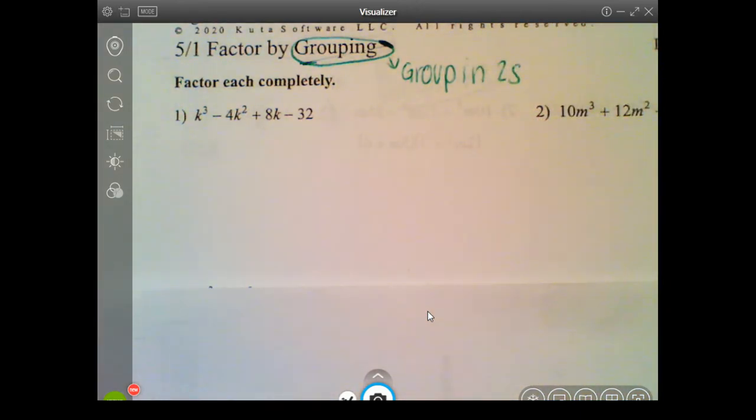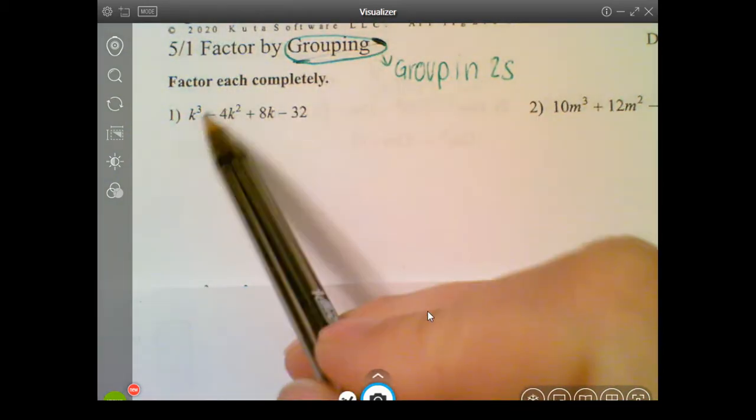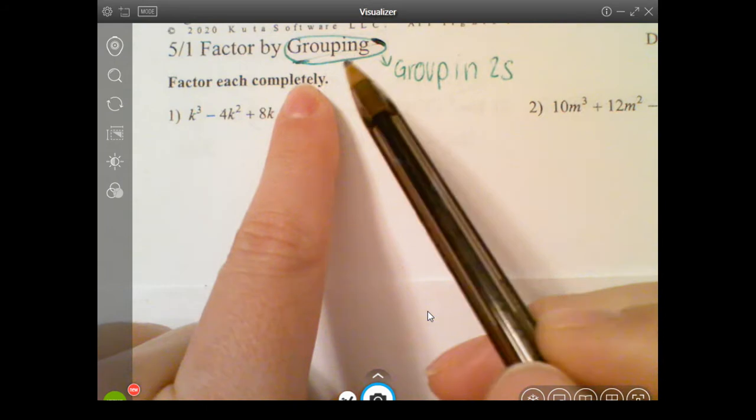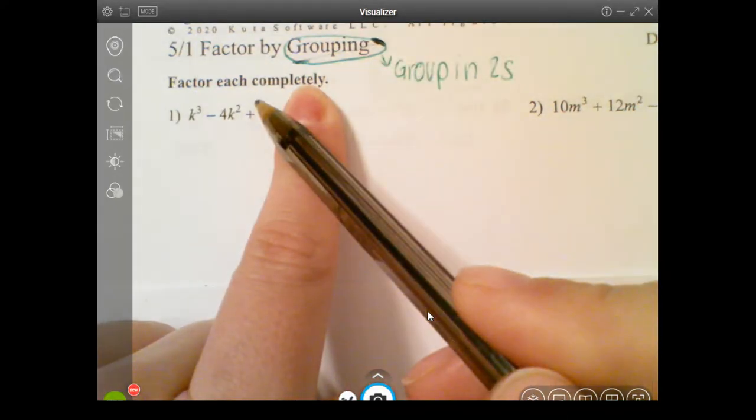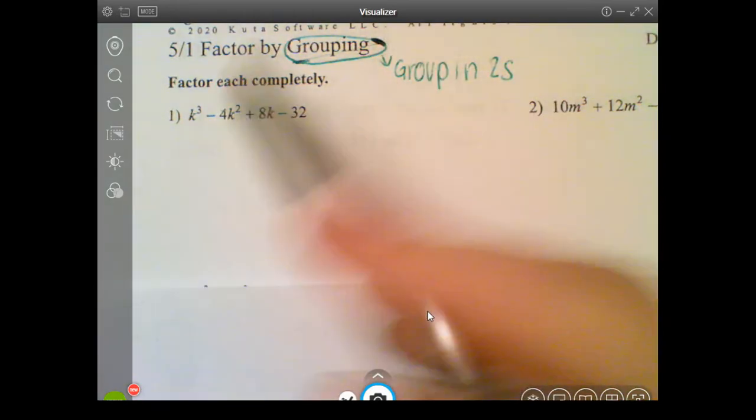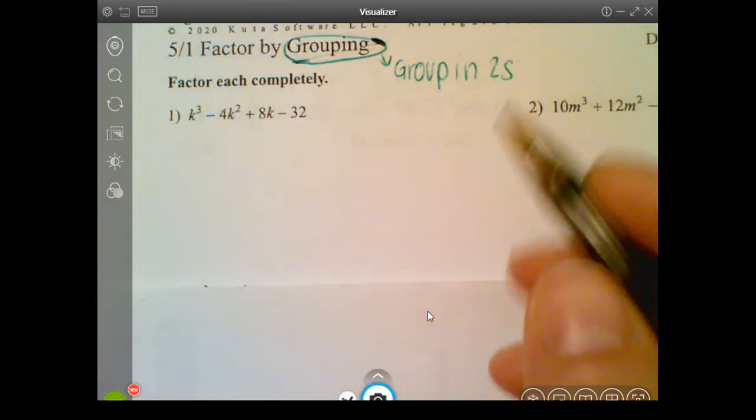And the only way you can do this is if you have a polynomial. Okay, if you had three terms and say this one wasn't here, I couldn't group because I can group the first two, but then the third one would be all alone. So you have to have four terms to be able to group.